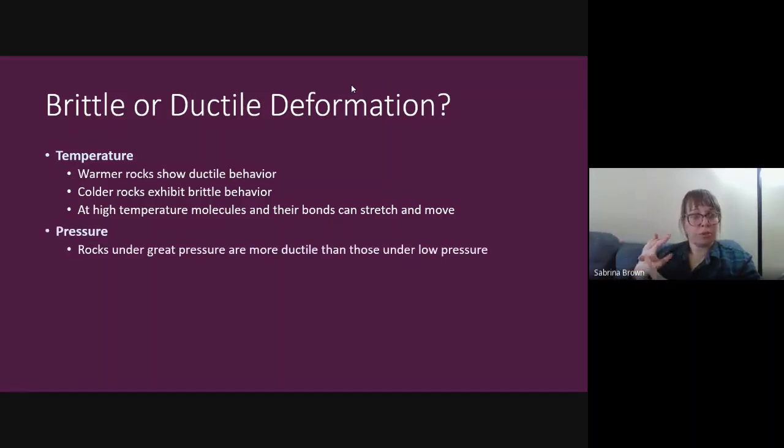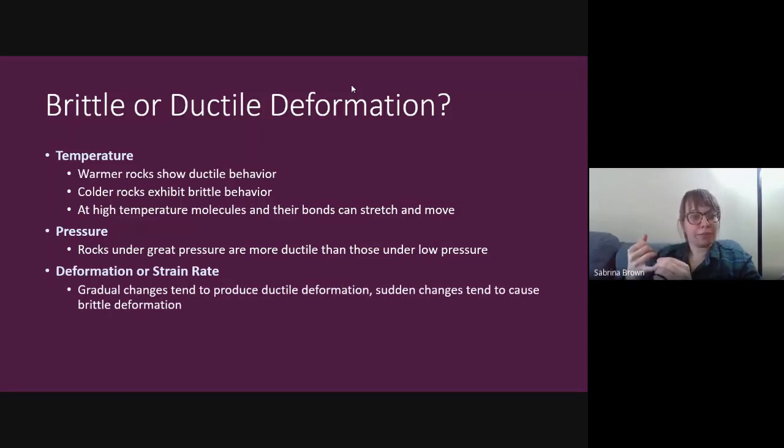Another thing that's important to determining whether we're going to have brittle or ductile deformation is pressure. So rocks that have greater pressure behave more ductilely than those under lower pressure. Right? So this pressure difference is why the crust is brittle and hard, but the lithosphere flows plastically, right? Because it's under a little higher pressure.